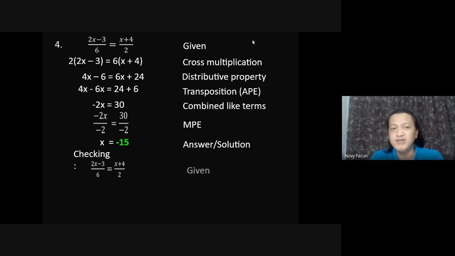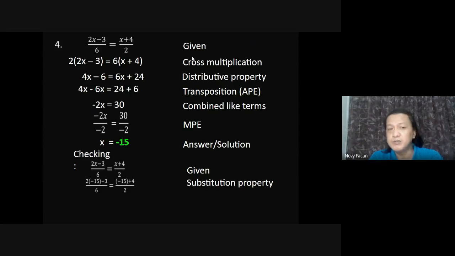x sa negative 15. Okay, sa given, that is 2 times negative 15, negative 30 yon. Minus 3, negative 33 over 6 yon. Dito naman sa kanan, negative 15 plus 4, that is negative 11 over 2. Okay, so that is substitution property. And take note, negative 33 over 6 equals negative 11 over 2.